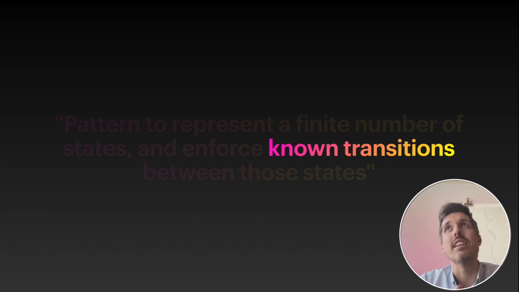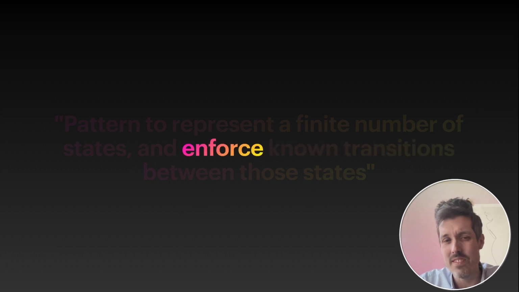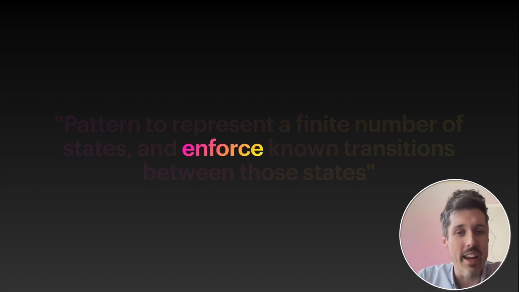Known transitions. This means that we can assign names to them. We know which states are allowed to transition to which other states. And conversely, we know which states can't transition to other states. And finally, this is perhaps my favorite word, enforce. These are enforced. There's no dynamic way of bypassing your state machine. If you want to move from one state to the other, you have to go through transitions that are known.